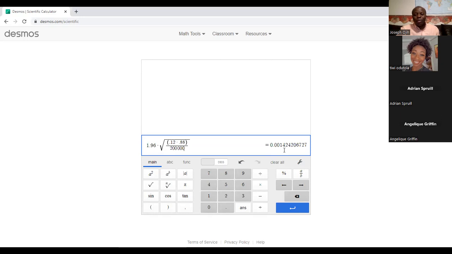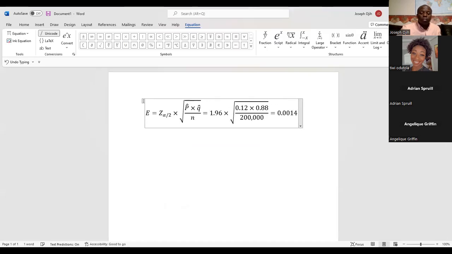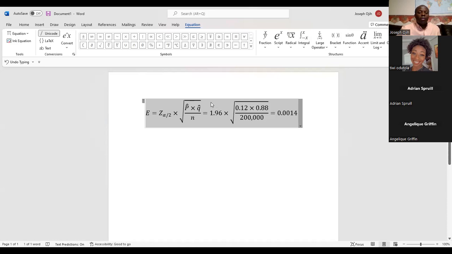0.001, but let me make it 0.0014. Okay, 0.0014, that's good enough, approximately. Just double checking it again, making sure everything looks good. Yep, everything is good. So I'm just going to copy it and paste it into our main workbook. Copy this, paste it. So we get our error margin.